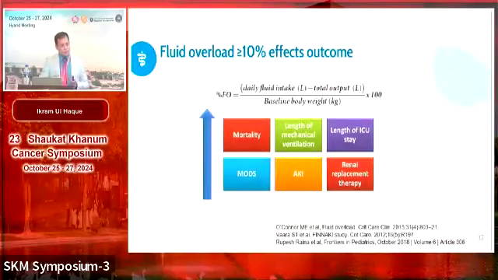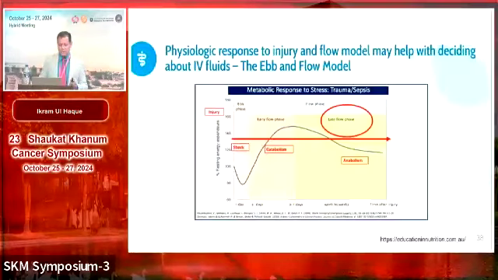Nonetheless, what we know so far is that if you have a fluid overload of more than 10%, this all will then start affecting you. Your mortality will increase, length of mechanical ventilation and length of ICU stay will go up. You will have more chances of multi-organ dysfunction, acute kidney injury, and a need for CRRT or renal replacement therapy that will come into effect. So how do we deal with it? We do need to give fluids for the shock, but then we have this problem that's going to come up.